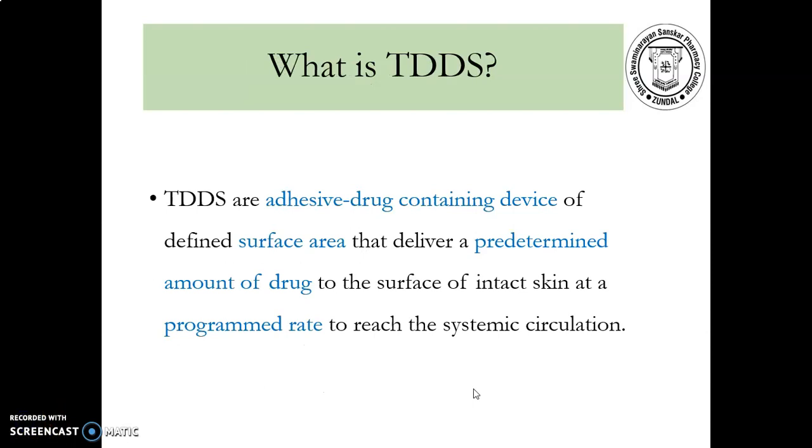What are transdermal drug delivery systems? Transdermal drug delivery systems are adhesive drug-containing devices of defined surface area that deliver a predetermined amount of drug to the surface of skin at a programmed rate to reach the systemic circulation.